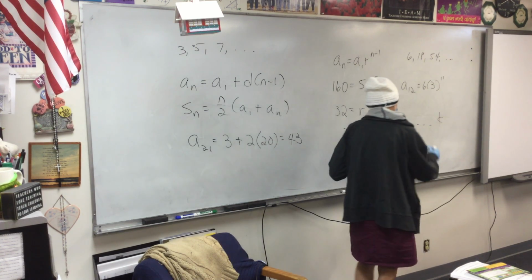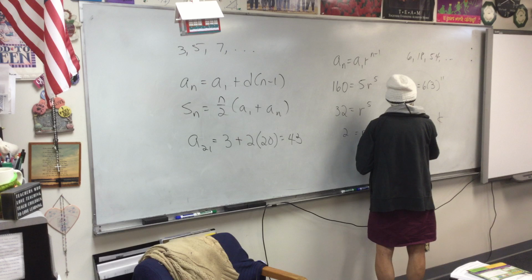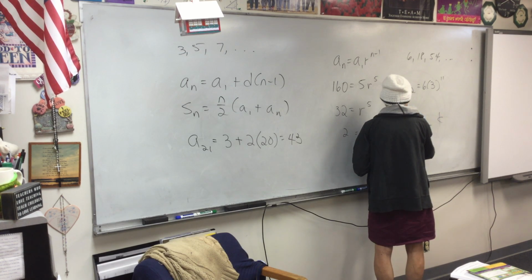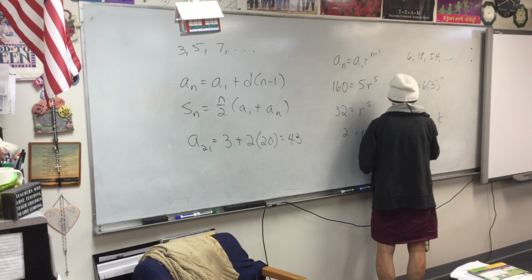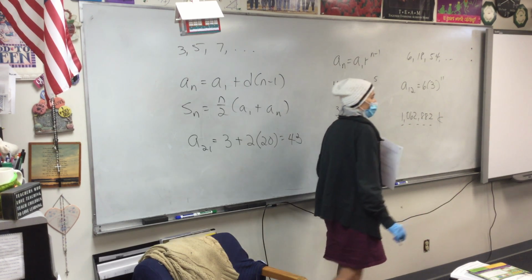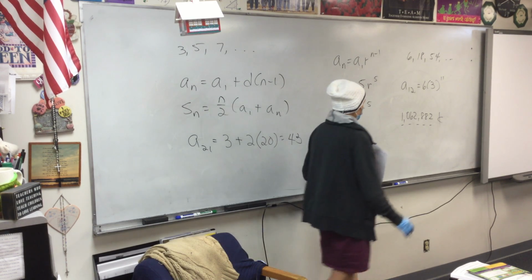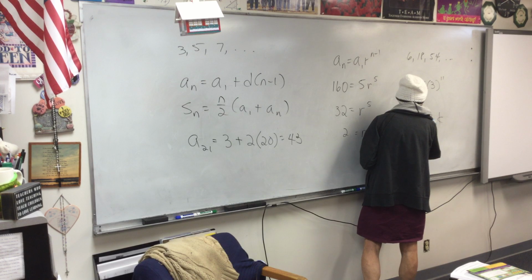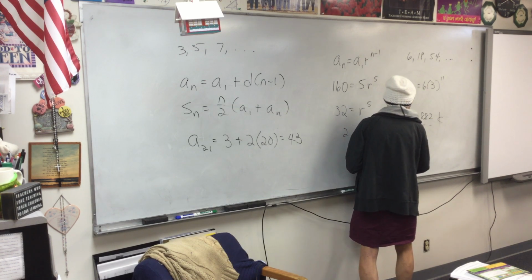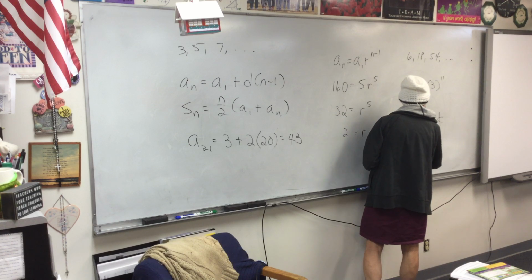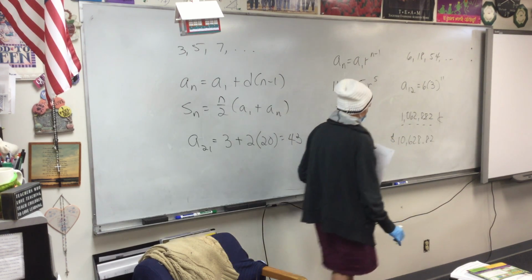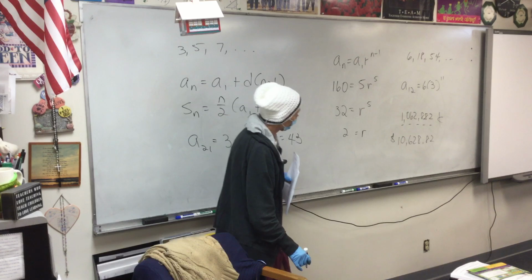So does anybody have the answer here in cents? What's it come out to be in cents? Robert, just Robert's talking. What is it, Robert? 1,062,882. 1,062,882 cents. Okay, now if I want to convert that to dollars, what do I have to do? Divide it by 100, or in other words, just put the decimal point right there. So what is that? $10,628.82. Is that right?